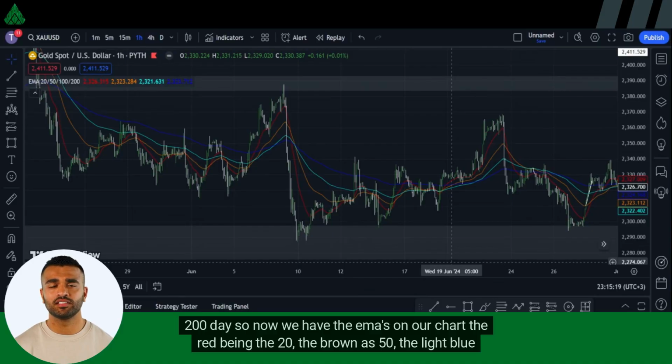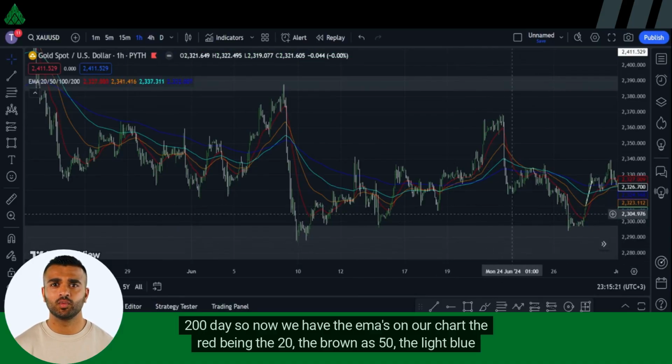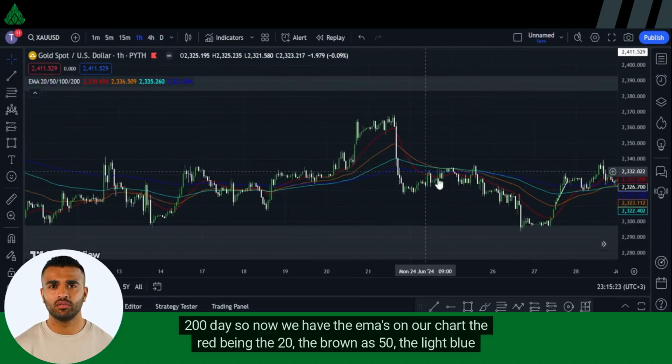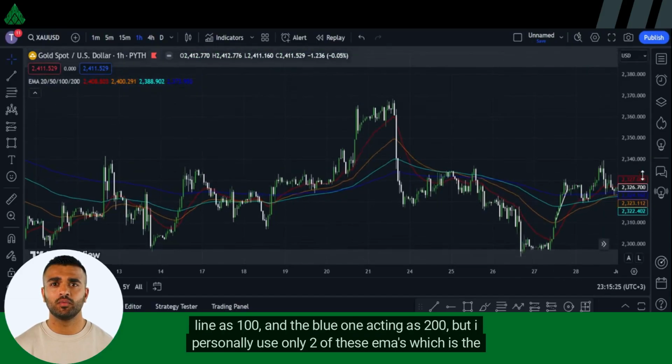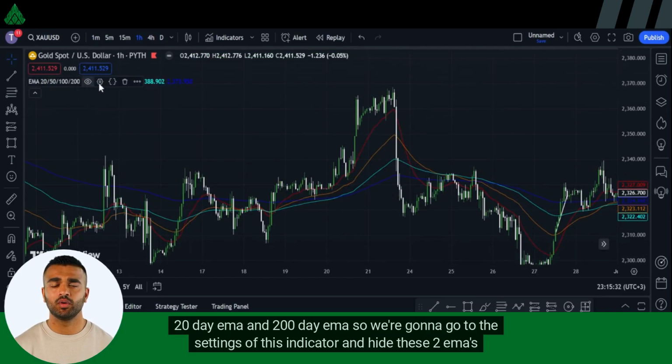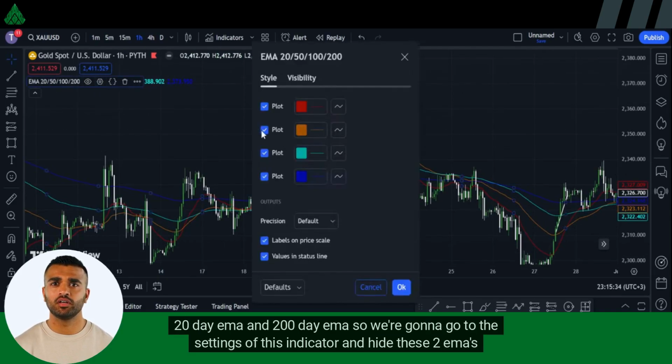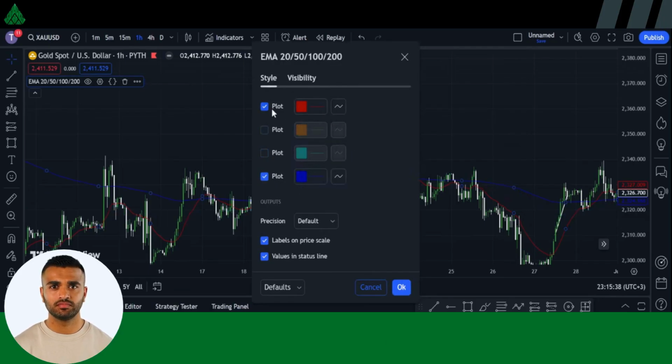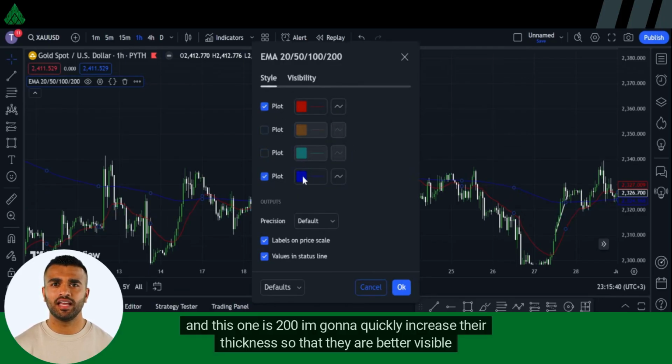So now we have the EMAs on our chart. The red being the 20, the brown as 50, the light blue line as 100, and the blue one acting as 200. But I personally use only two of these EMAs, which is the 20-day EMA and 200-day EMA. So we're going to go to the settings of this indicator and hide these two EMAs in the middle. This one is 20. And this one is 200.